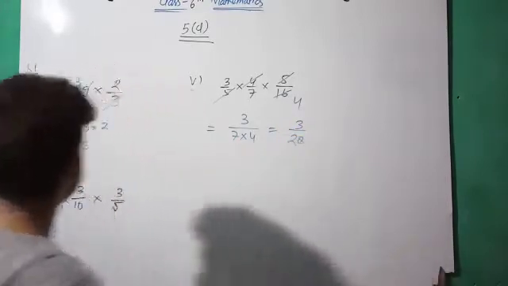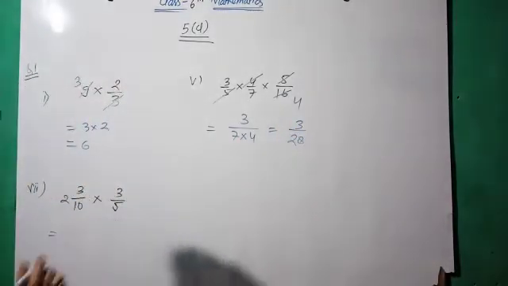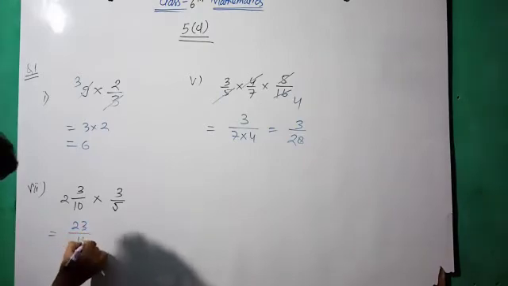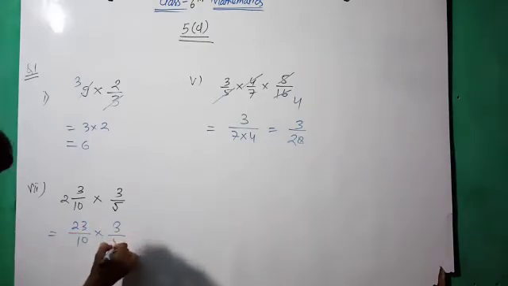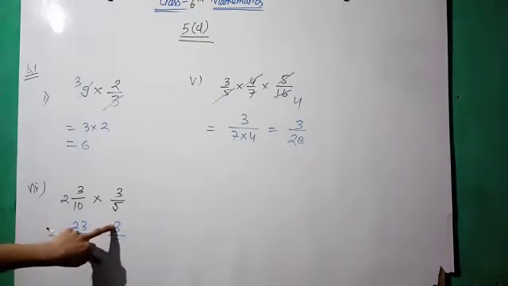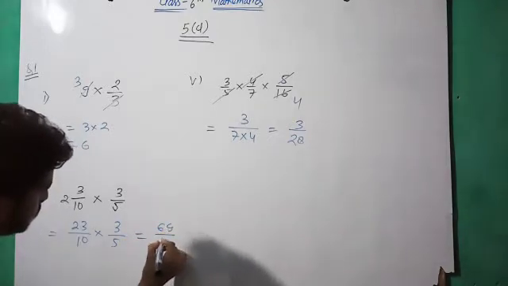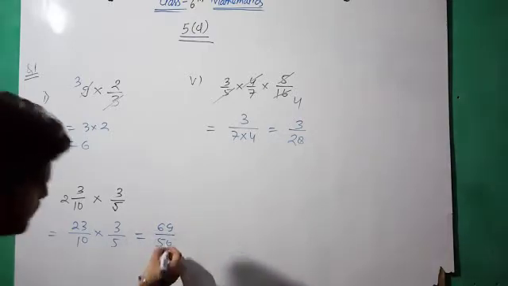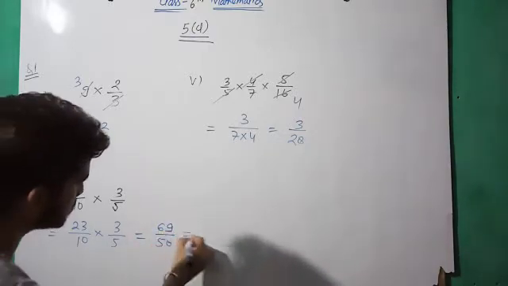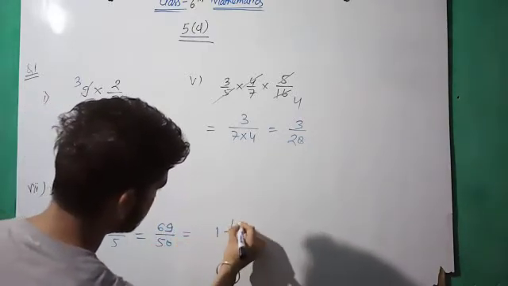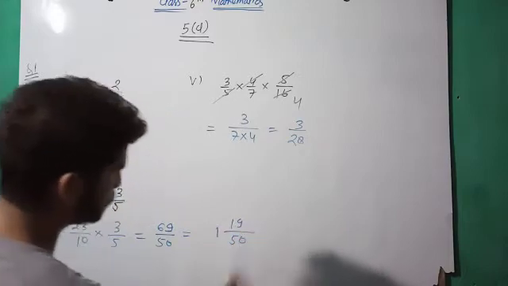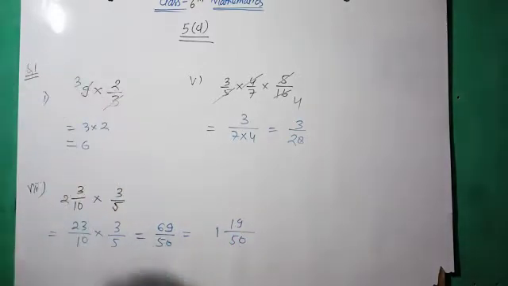Very simple. Next, 10 into 2 is 20, then 23 upon 10 into 3 upon 5. Here you have to multiply because nothing cancels with this. So the answer is 69 upon 50. Or you can write it as a mixed fraction, 1 whole 19 upon 50, if you want to find the mixed fraction of that fraction.